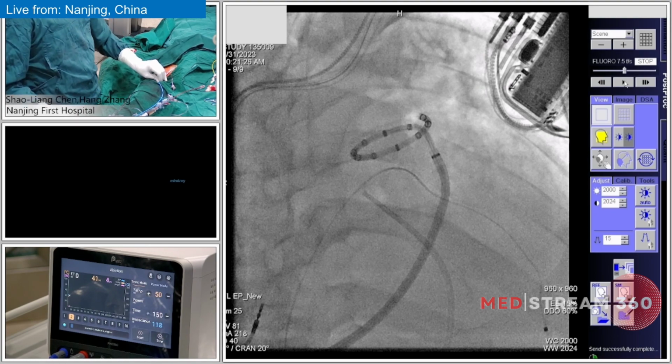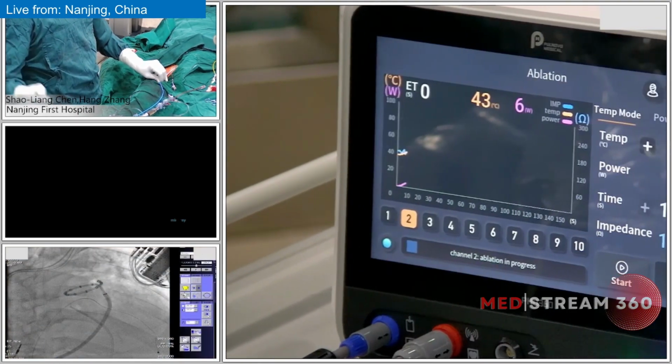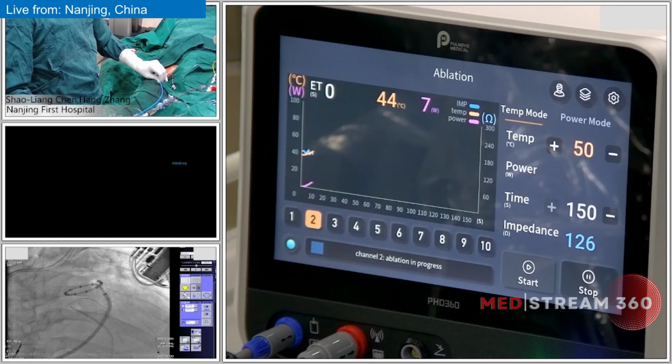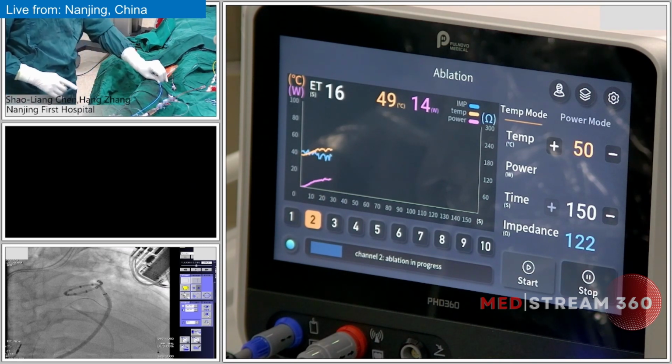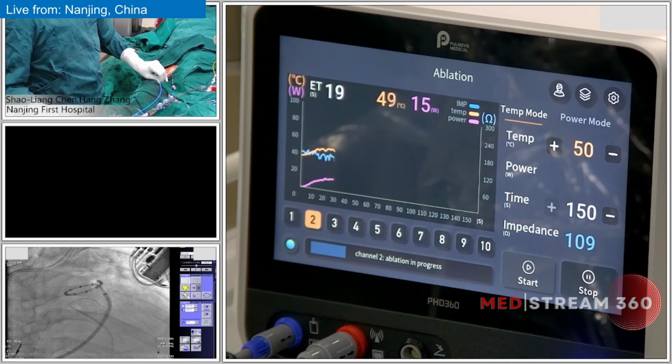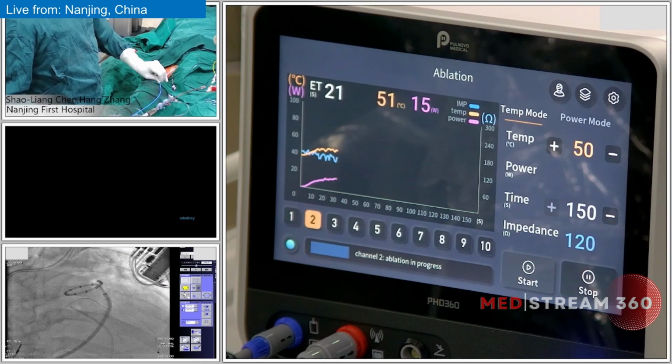So from the camera image, I think you can see the main screen of the generator. It starts from 0 temperature, with a gradual reduction of impedance. So right now the temperature is increasing not slowly. The target optimal temperature for ablation is 50 degrees. So now it's close to 47, 49.